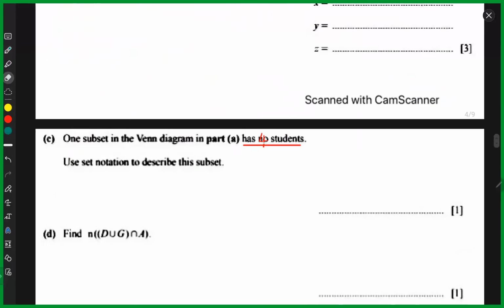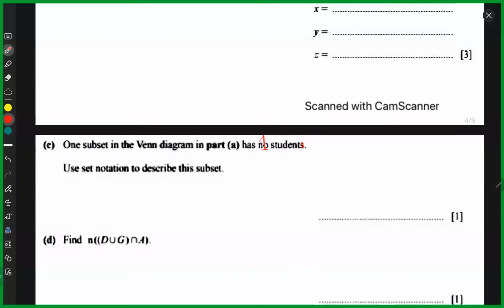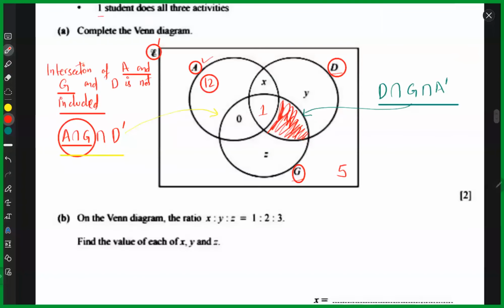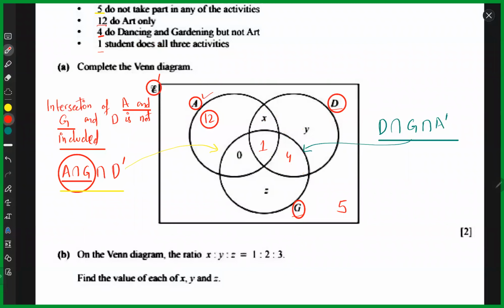Let's say the question was it has one student. So that would have meant this one. Let me use a different color. So what is this? This is the intersection of A with D and G. It is A intersection D intersection G, right? It is the intersection of all the 3 sets. It is the point where 3 sets are overlapping, and that is why I wrote this set notation for this part. Yes, now ask me if you have any questions.